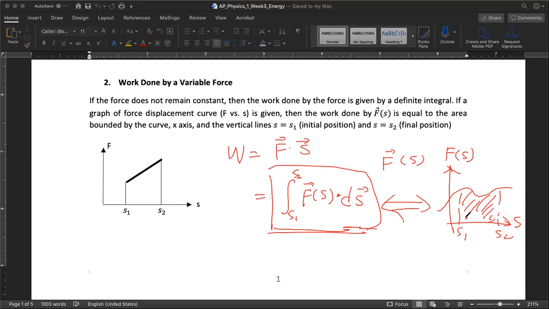But if they give you a test, we just need to know that the work done by a varied force should be the area beneath the curve. That's it. We just need to know that. All right, so next question, just directly using this technique.